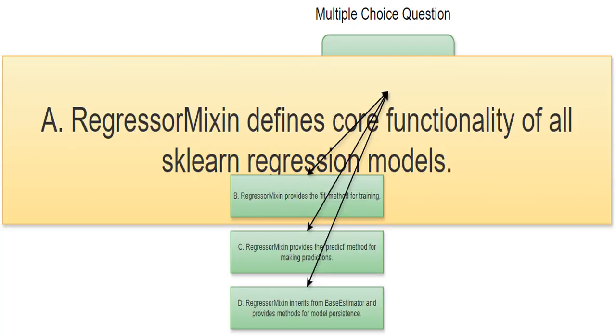This statement is incorrect. RegressorMixin doesn't define the core functionality of each model. Think of it like this. It provides essential tools, but each regression model, like linear regression or decision tree regressor, is a unique machine built using those tools. It adds common functions, not the whole machine itself.